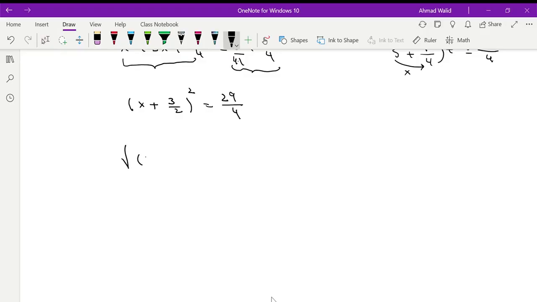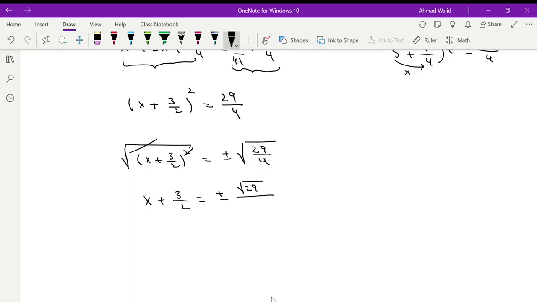Now, take the square root from both sides. Square root of x plus 3 over 2 all squared equals plus minus square root of 29 over 4. Here, the square cancels out with the square root. X plus 3 over 2 equals plus minus the square root of 29, which doesn't have a perfect square root. You can keep that one under the radical, but the square root of 4 is 2. Now move 3 halves to the right. It means subtract 3 halves from both sides.